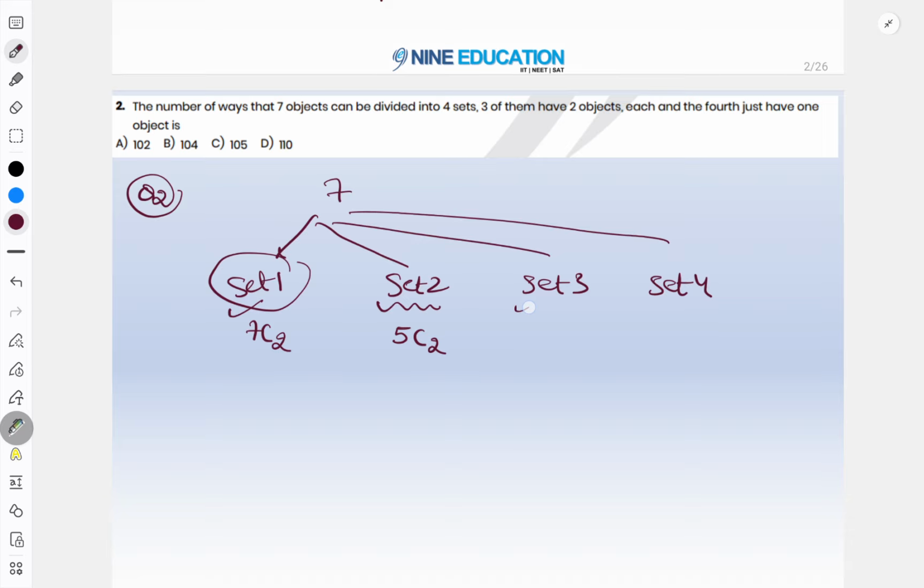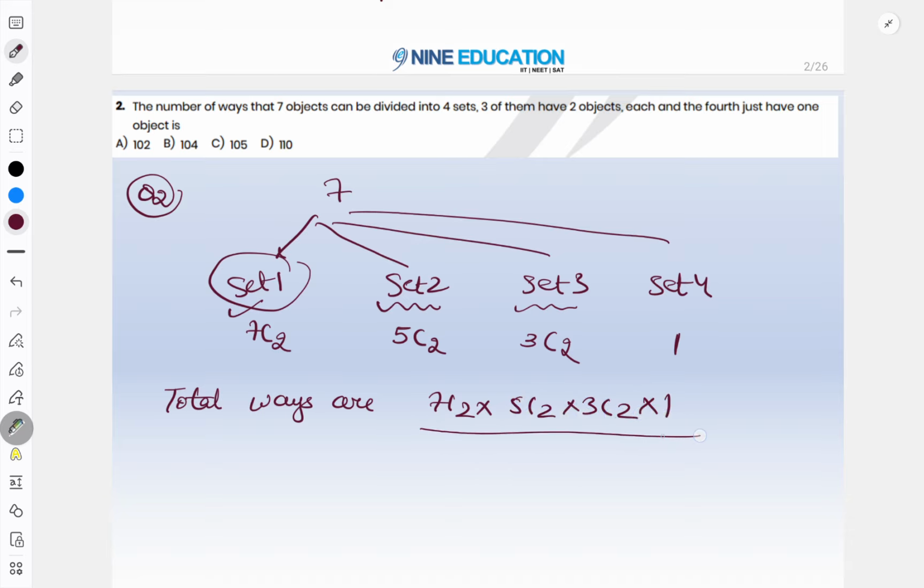Again you have to give 2 objects to set 3, but from how many? From 3, since 2 more are given to it. Already 4 objects have been given. So set 4 has only 1 choice left. So total ways are 7C2, 5C2, 3C2, divided by 3 factorial.